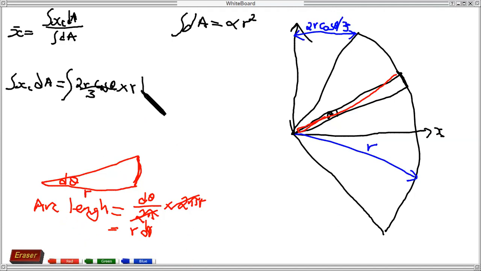This dA part is the area of this small portion of the triangle. I mean, this portion here, the arc length, is just this portion here, coming here, r, like that. It's just this portion, not necessarily the one coming this side.